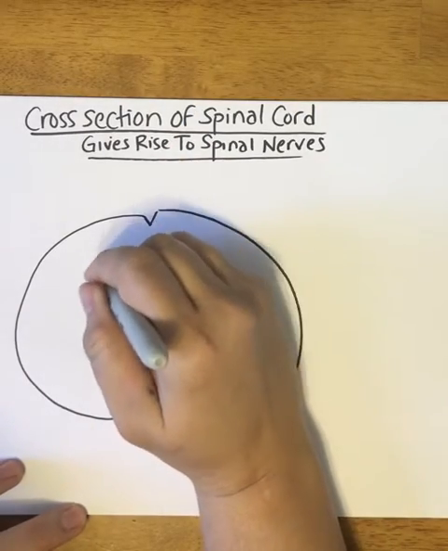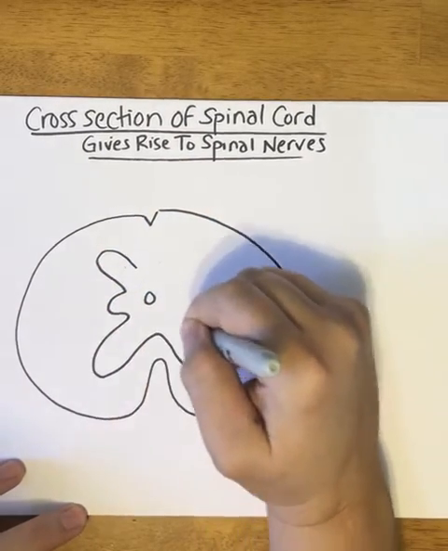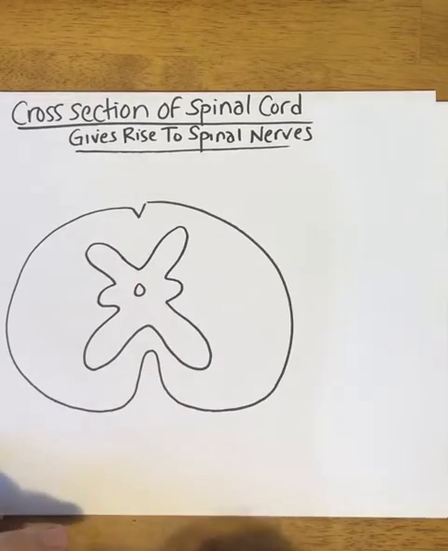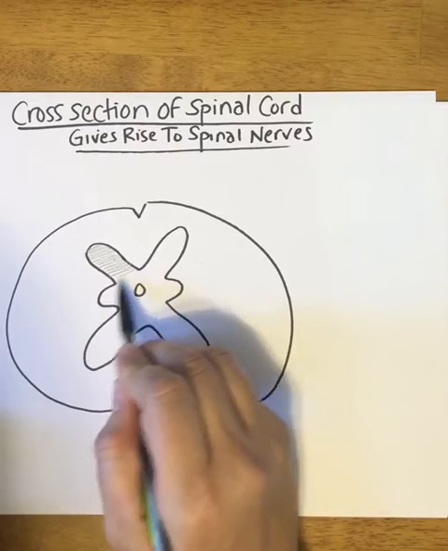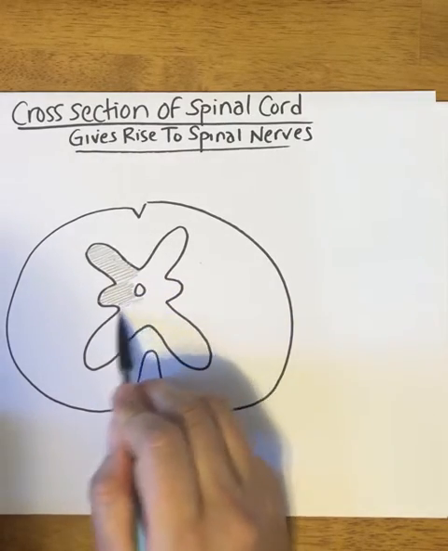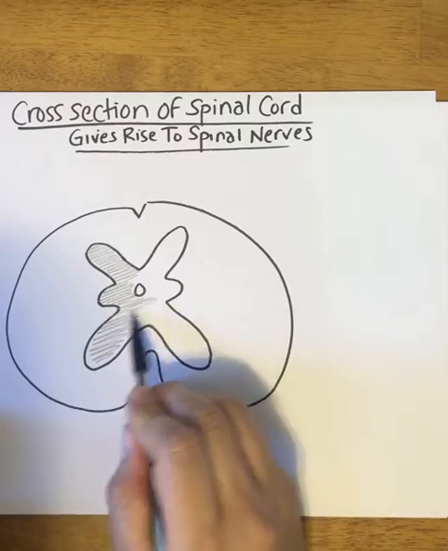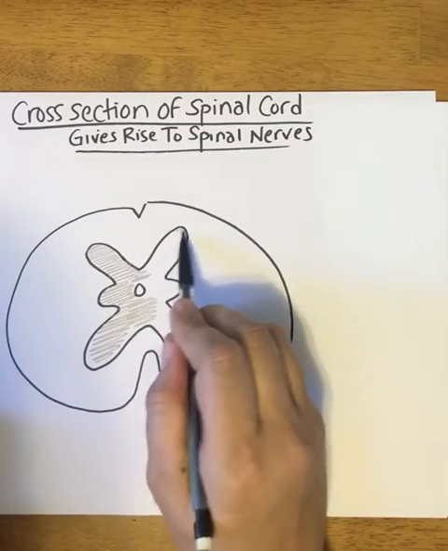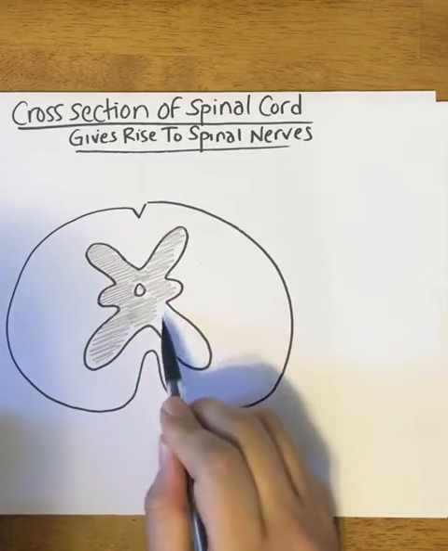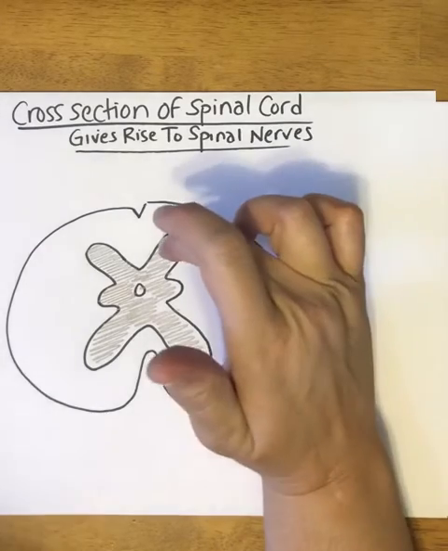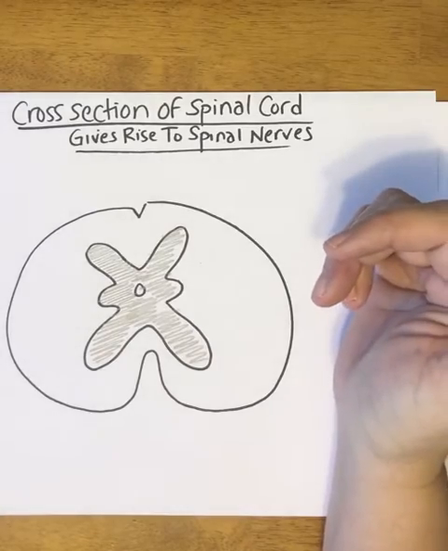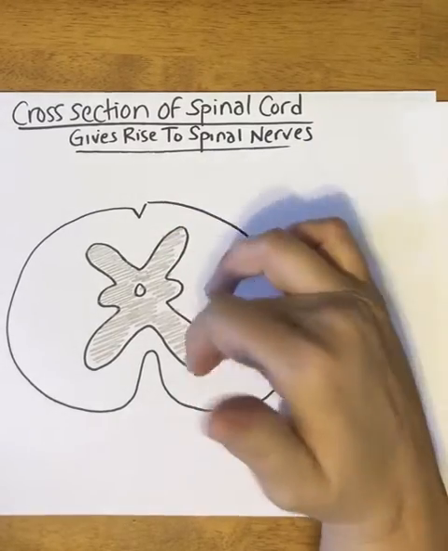You always start with your butterfly. You don't have to draw it perfectly. You can take a pencil, do your gray matter, which are called horns, your posterior gray horn, your lateral gray horn, your anterior gray horn. Your gray commissures are above and below the central canal on both sides. So, your horns are going to give rise to your spinal nerve roots.